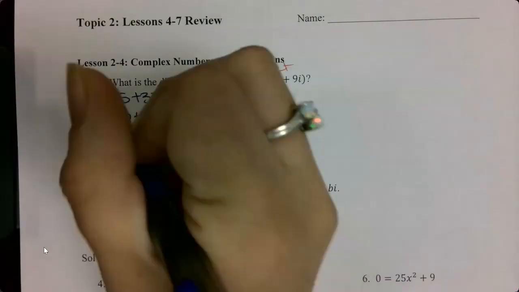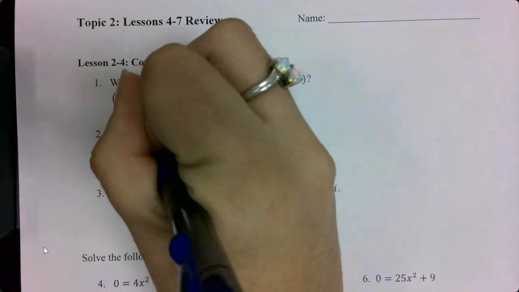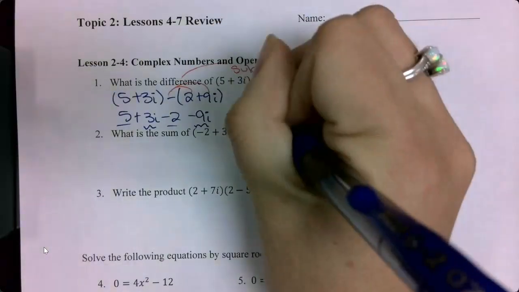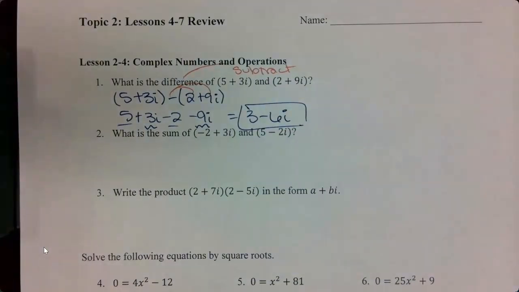Then I combine like terms. 5 minus 2 is 3. And then 3i minus 9i is negative 6i. Real numbers go in front of imaginary numbers.